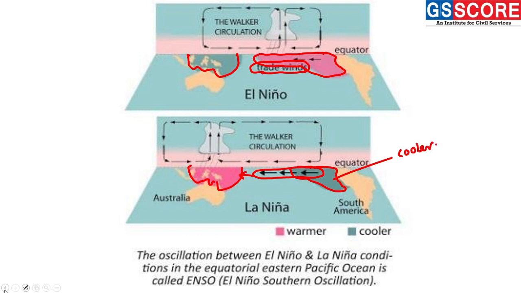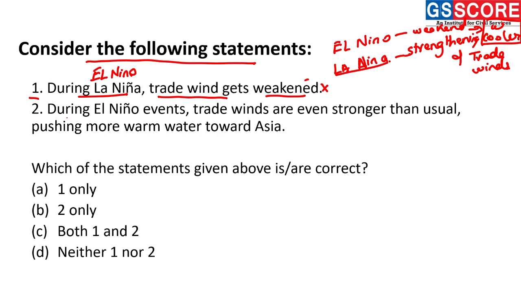Thus, we can see our second statement here, which is asking, during El Nino events, trade winds are even stronger than usual, pushing more warm water towards Asia. So we have already discussed this part in these two statements and also the diagram, that this statement is an incorrect statement. Therefore, our answer here, we can see it is D, that is neither 1 nor 2.